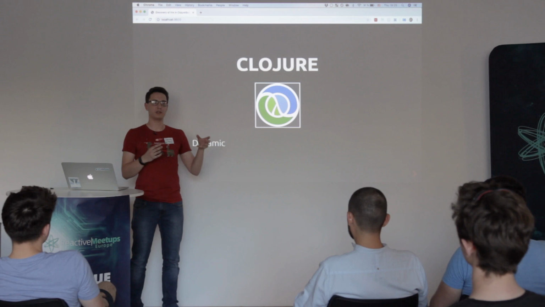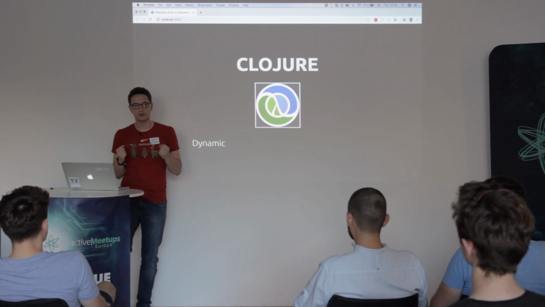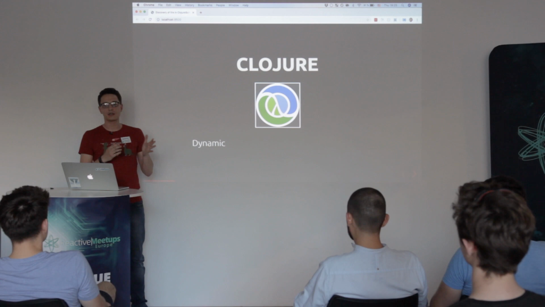I guess everyone here has worked with JavaScript and with a dynamic type system. And personally, I don't really like working with static types. For me, working with static types feels like working with handcuffs. And in the Clojure community, there's this saying that if you're working with Clojure, you're running with scissors. And I think that's much better than working with handcuffs.